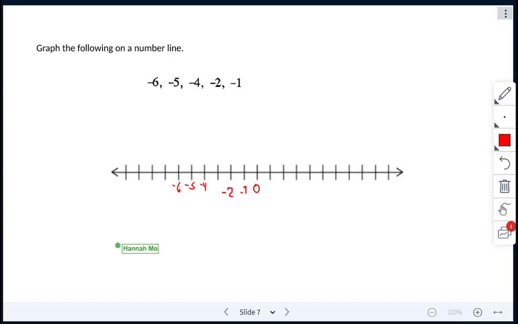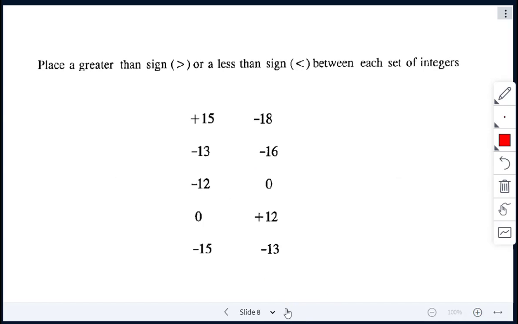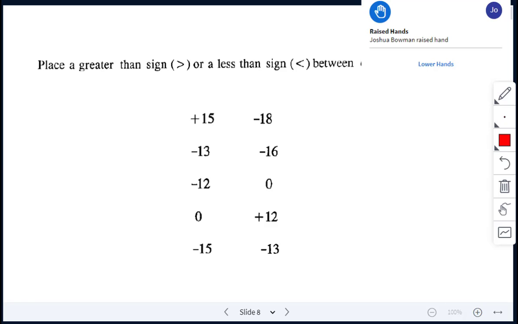So there are the integers graphed on the number line. They didn't put the -3 here, but -3 would be right there. All right, next, greater than or less than between integers. Let's try this next. Placing the greater than sign or less than sign.